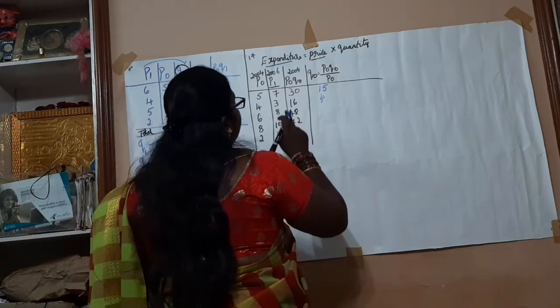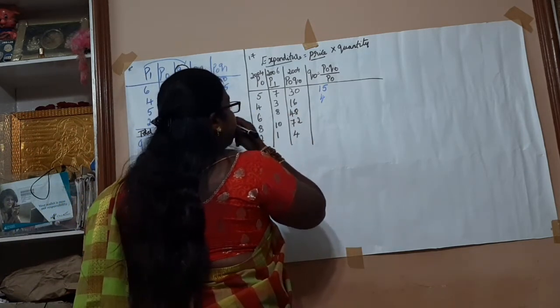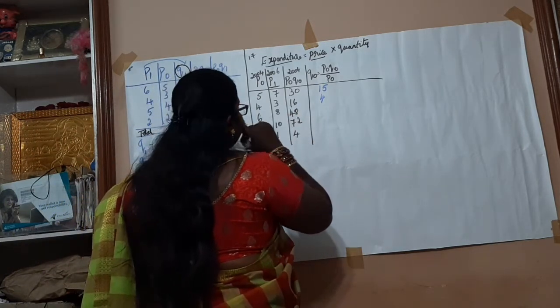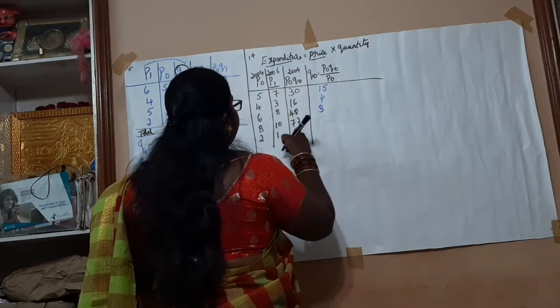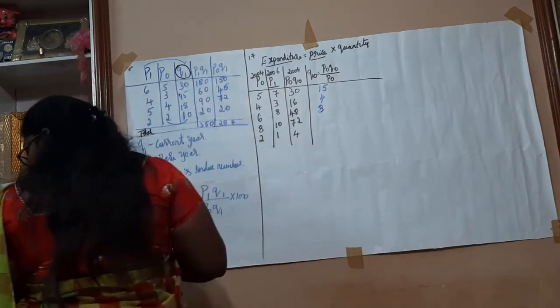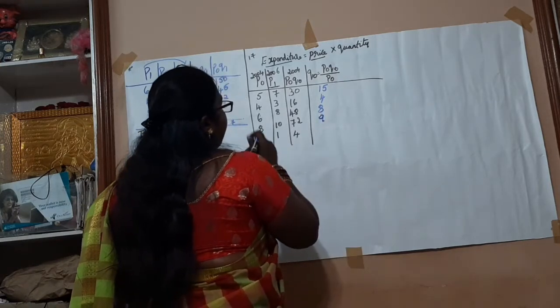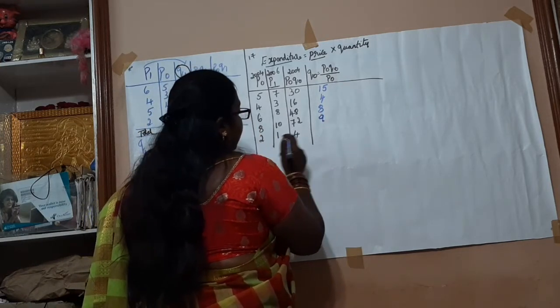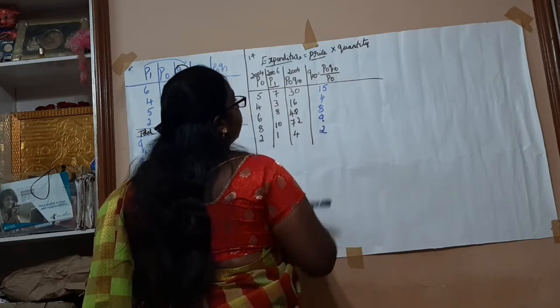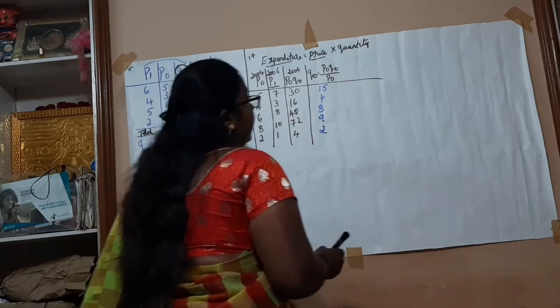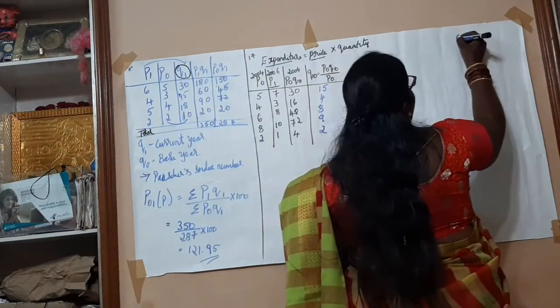Then 48 divided by 6 you will get 8. Then 72 divided by 8 you will get 9. Then 4 divided by 2 you will get 2. If you want, I will write the calculation here.